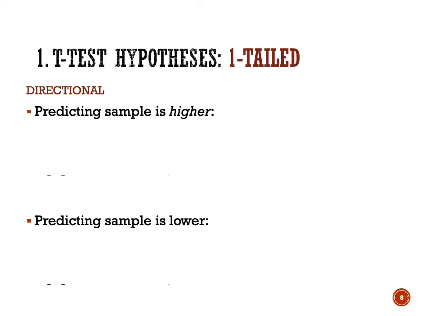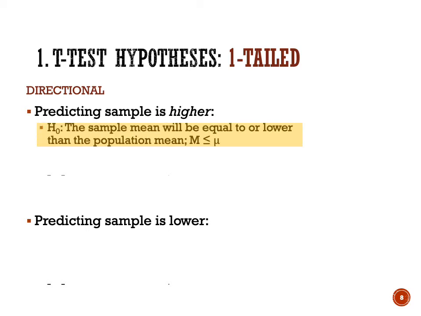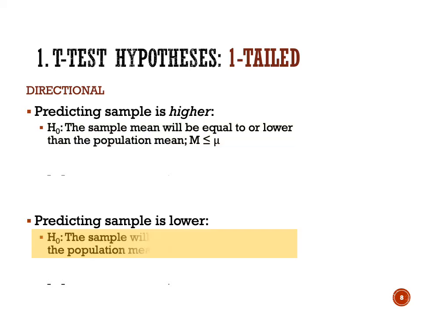So if the researcher thinks that their sample mean is going to be higher, then the null hypothesis is that it'll be lower or equal to the population mean. And if the researcher predicts that their sample mean will be lower than the population mean, then the null hypothesis is that the sample mean is going to be higher than or equal to the population mean. So basically, the null hypothesis is the opposite of what the researcher predicts, including the possibility that there is no difference between the sample mean and the population mean.